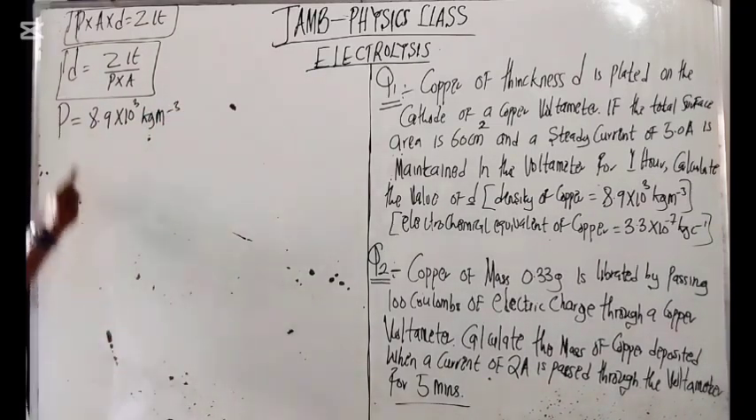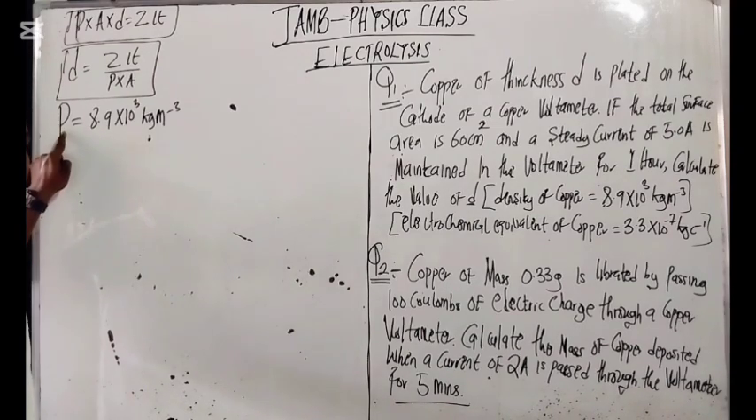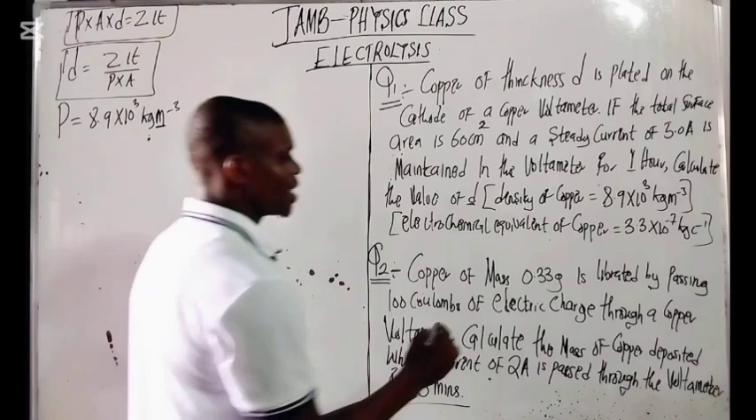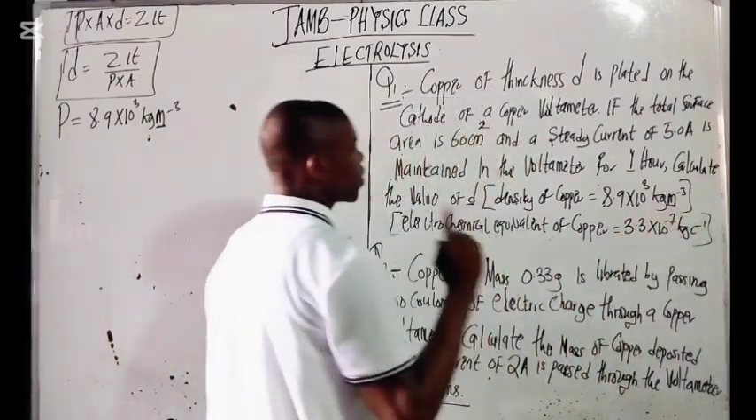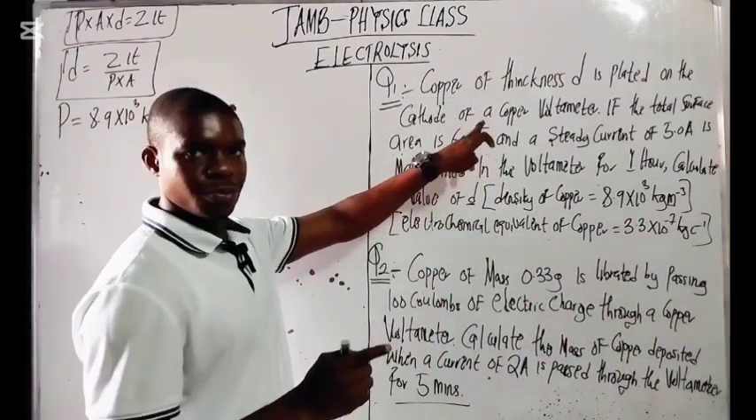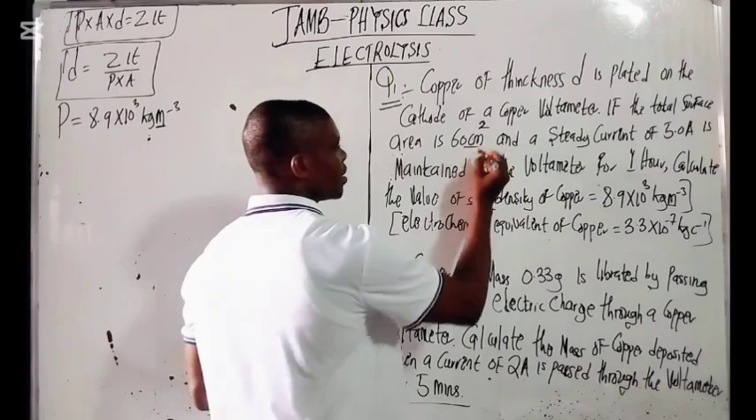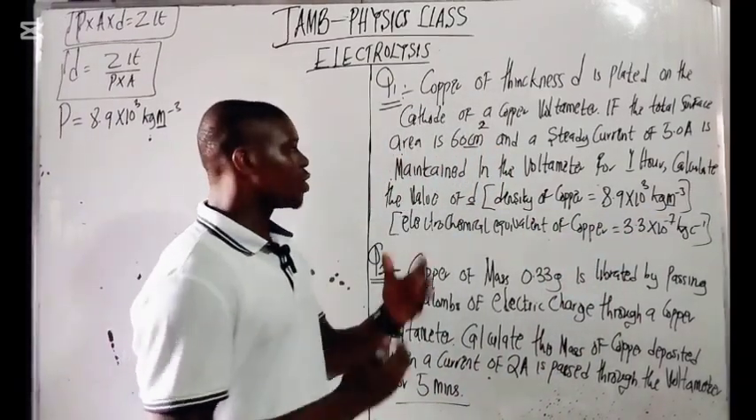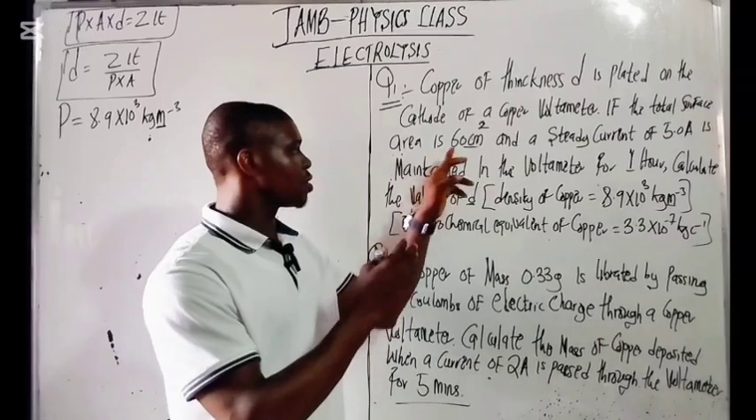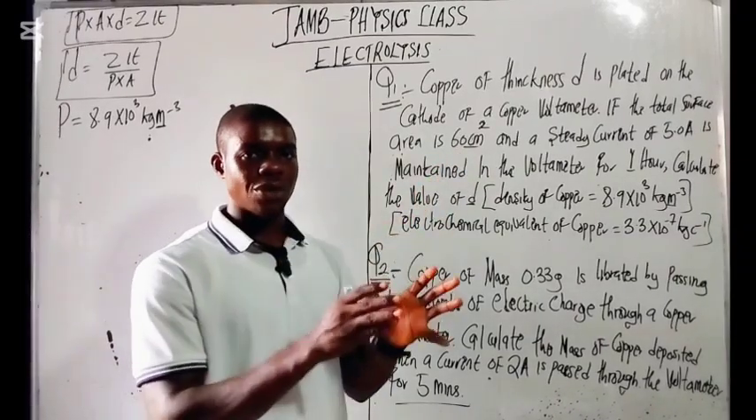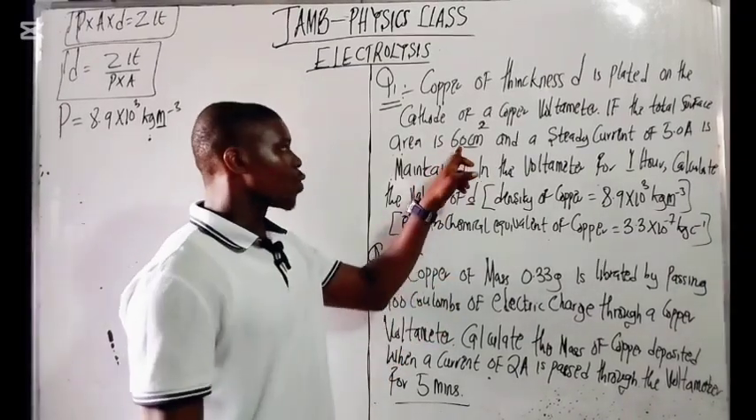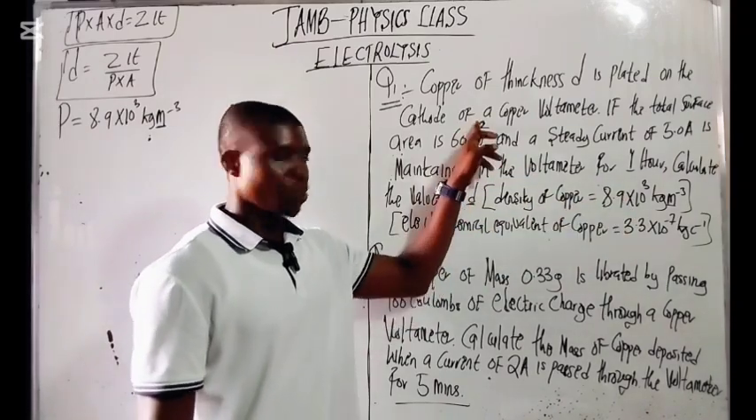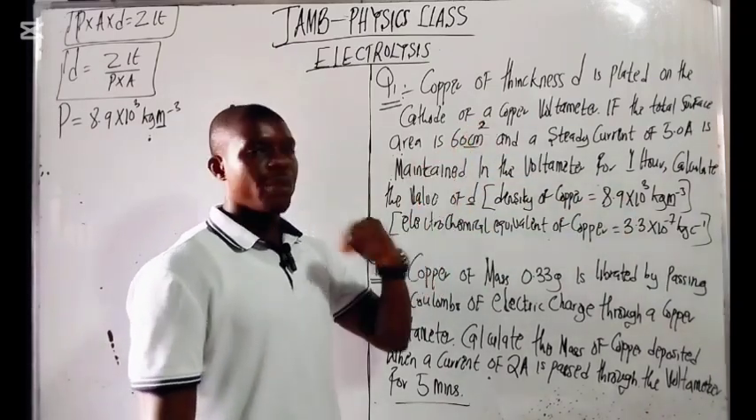Now look at something here. The density is in meters, but if you look at the area, it is in centimeter cubed. Here is centimeter, here is meter cubed. What does that tell you? You cannot use it like that. If you use it like this in your calculation, you're going to fail it. So you have to convert this area to meter squared.